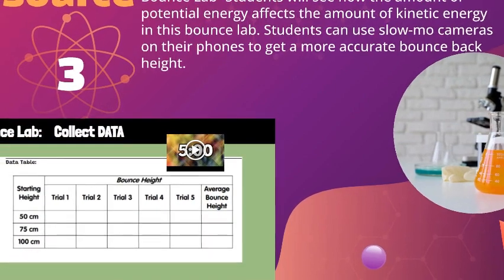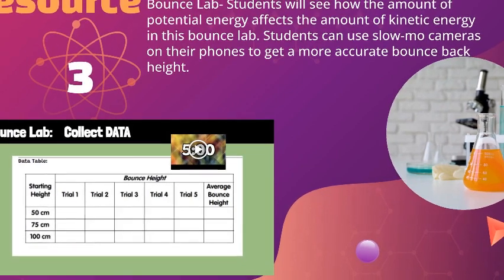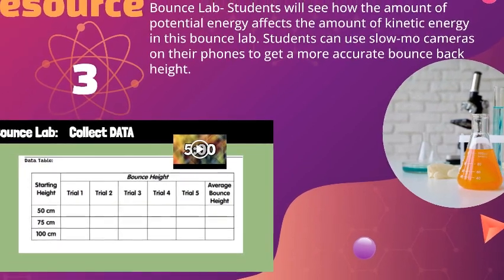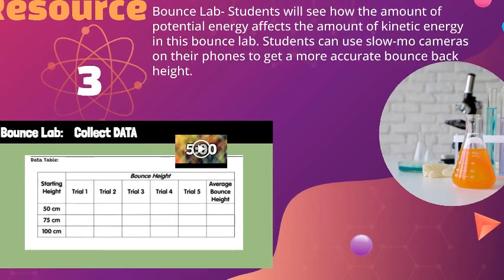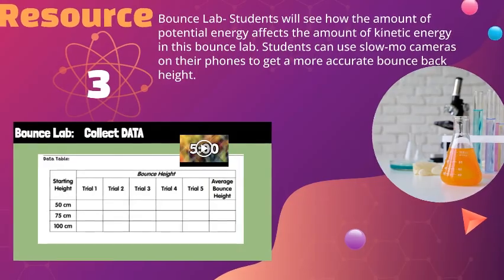Resource 3, the Bounce Lab. Students will see how the amount of potential energy affects the amount of kinetic energy in this bounce lab. Students can use slow-mo cameras on their phones to get a more accurate bounce back height. There's a link to the lab in the slides.